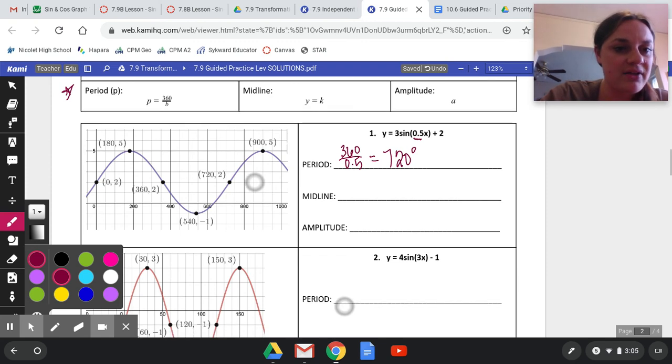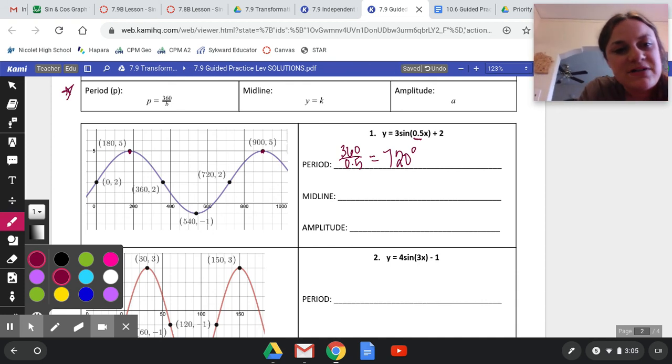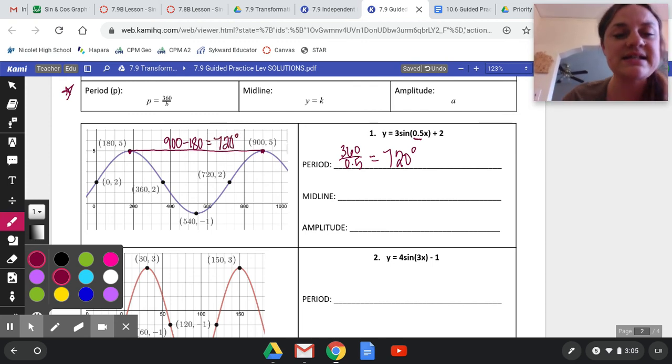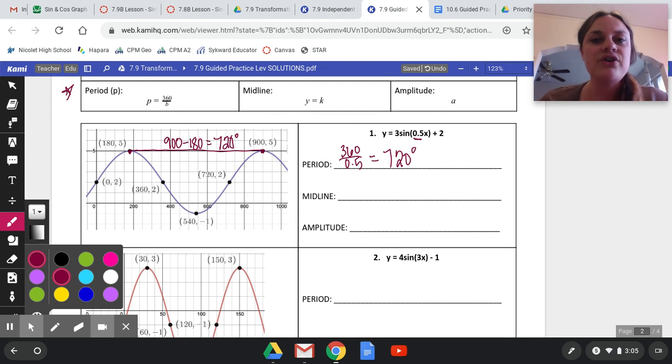So this curve starts repeating itself after 720 degrees. If I start by looking at this point right here, where I'm at 180 degrees, and then I look at this next peak, which is at 900, the distance between those two peaks is 900 degrees minus 180, which is also 720 degrees. So that's how you see that related on the graph. You can find it using the equation, 360 divided by b, or you can find it using the graph, just finding the distance between those two peaks.